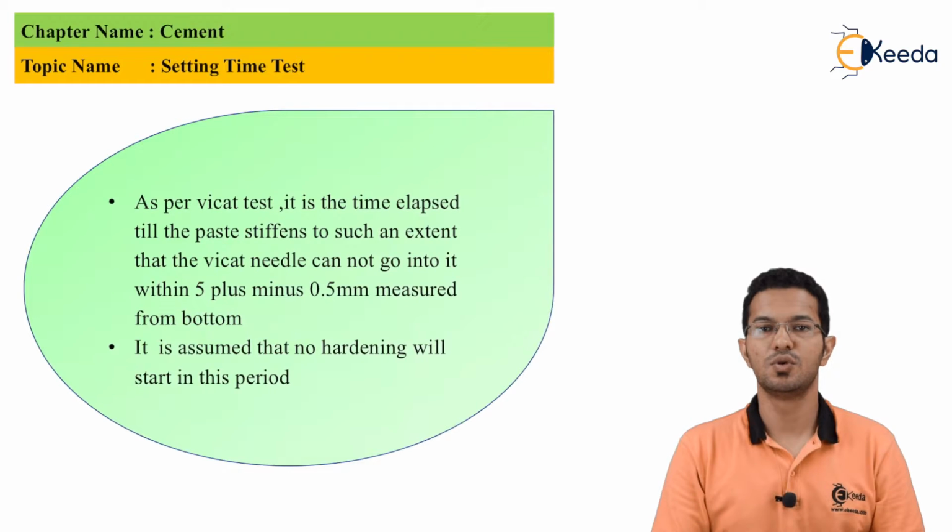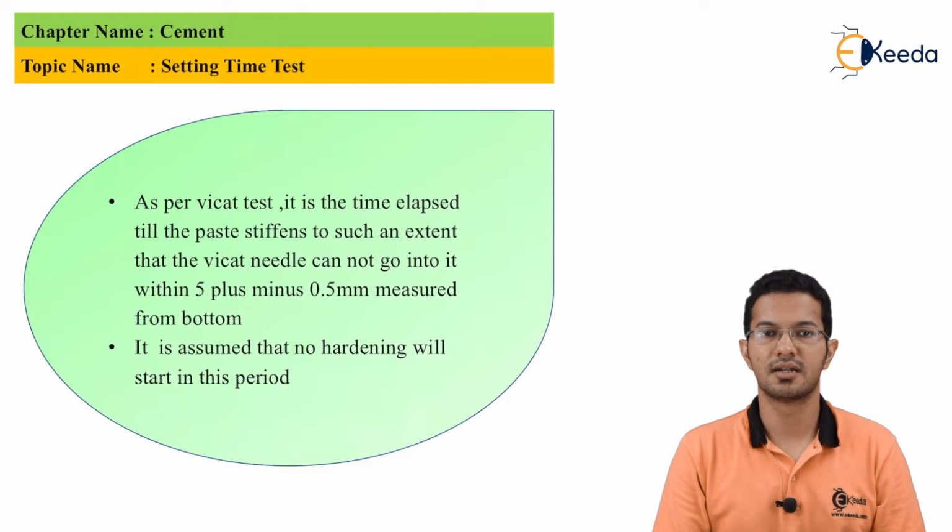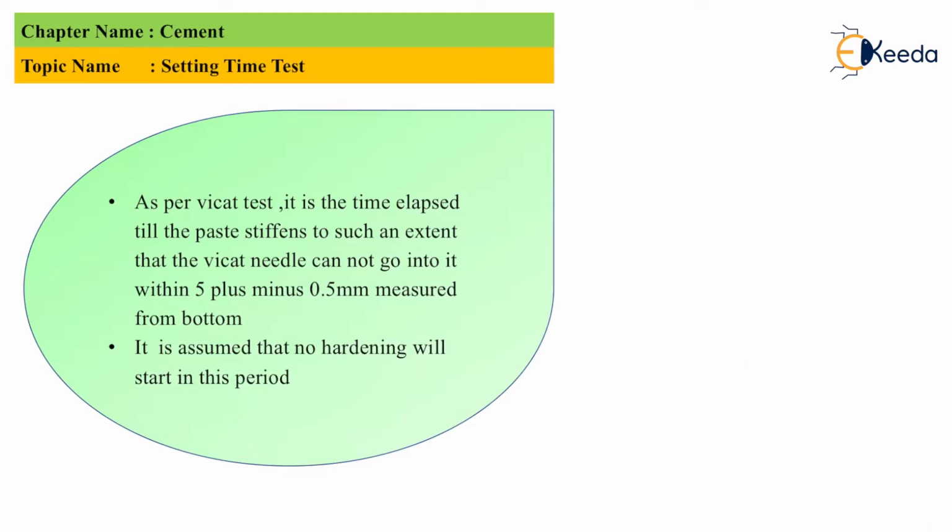The test we use to determine it is VCAT test, and the apparatus to be used is VCAT apparatus. The principle is the time elapsed till the paste stiffens to such an extent that the VCAT needle will not go within 5 plus minus 0.5 mm measured from the bottom. It is assumed that no hardening will start in this period.